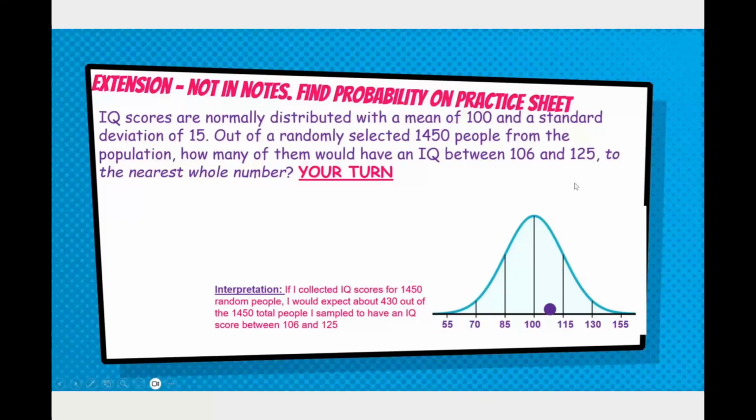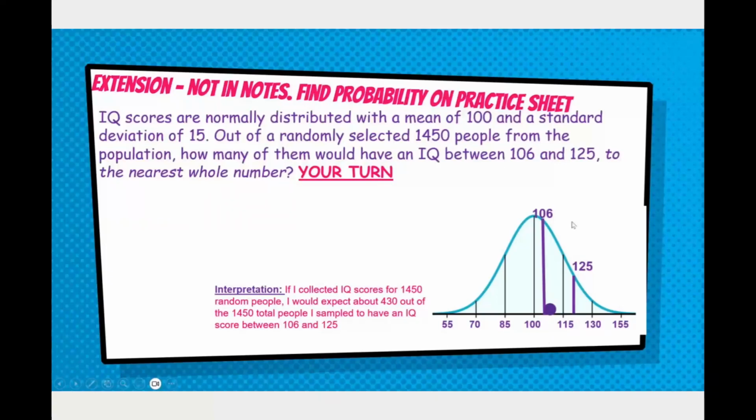What we're going to do is figure out the probability of having an IQ between these values, and then use that probability just like we did in our probability project, where I said, okay, now that 500 people play your game, you did 500 times the probability to figure out how many of those 500 people would actually win the prize. This is a similar type of thing, but we need to figure out the probability first.